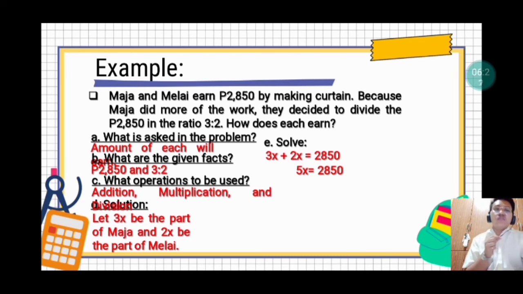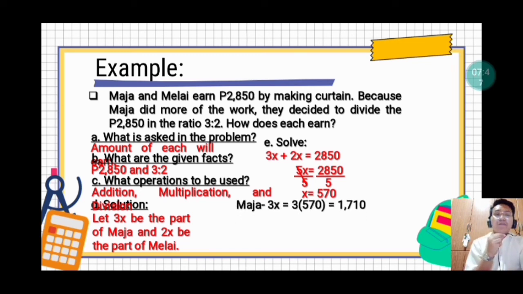Okay? So, divide both by 5. 5x divided by 5, that would be 1x. So, no need to write the 1, just the variable since we are looking for the value of x, and 2,850 divided by 5, that would be 570. So the value of x is 570, okay?